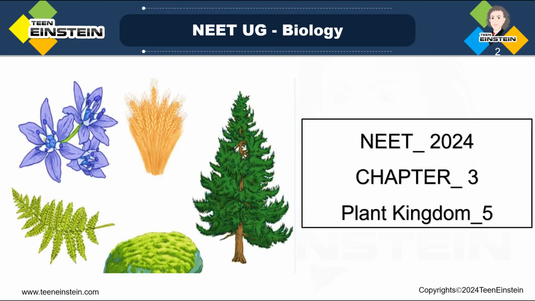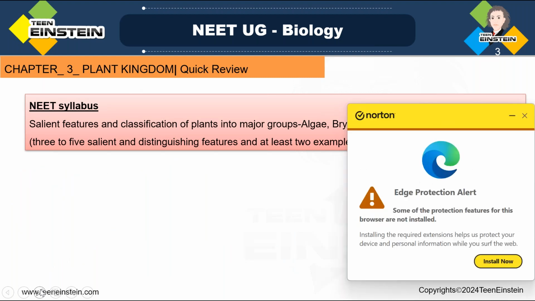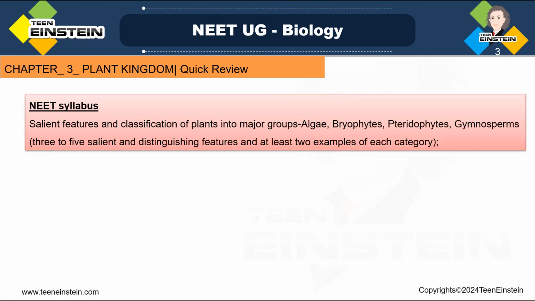Hello students, now we are learning about the plant kingdom, third chapter. In this chapter you are learning about the salient features of classification of plants into main groups like algae, bryophytes, pteridophytes, gymnosperms and angiosperms.